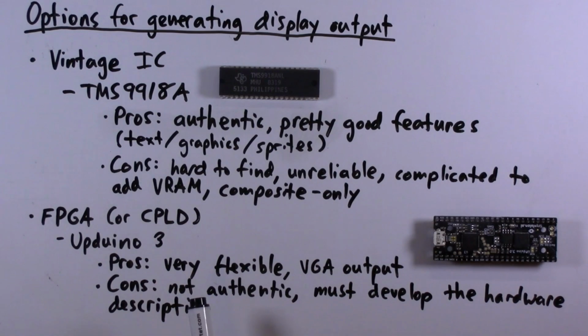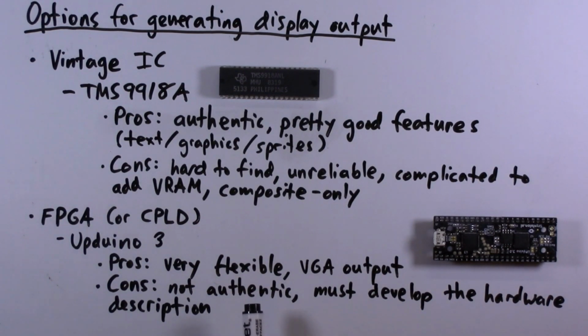There are two potential objections to using a programmable logic device to generate our display. We could certainly argue that it is not authentic. Certainly, there were no FPGAs or CPLDs that were used in 1970s or 1980s home computer systems. Another potential objection is that we are going to need to actually develop the hardware description for our display device. We will have to use, for example, Verilog to program this FPGA so that it knows how to be a display processor. Here is how I would respond to these two downsides.